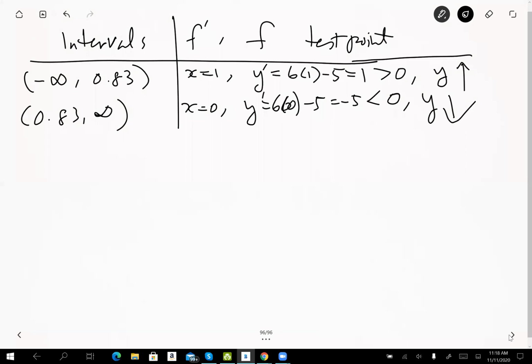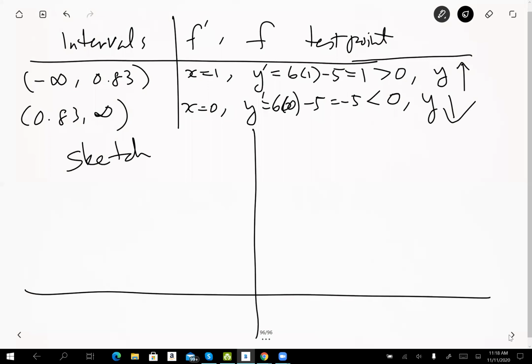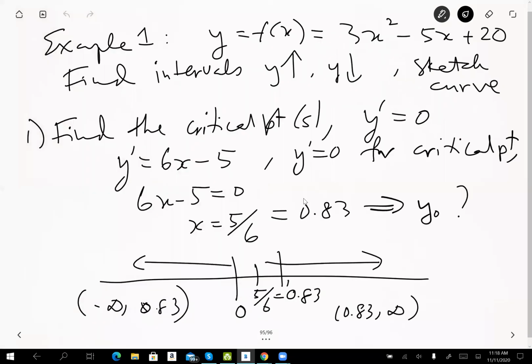After that, it's increasing. So from there, you can have an idea of how the curve looks like. You can sketch the graph. When you sketch the graph, you just have x and y. You don't need the interval. What we need is only the critical point. Critical point is 0.83, but I don't know what the value of y is. So can you find the value of y when x is equal to 0.83?